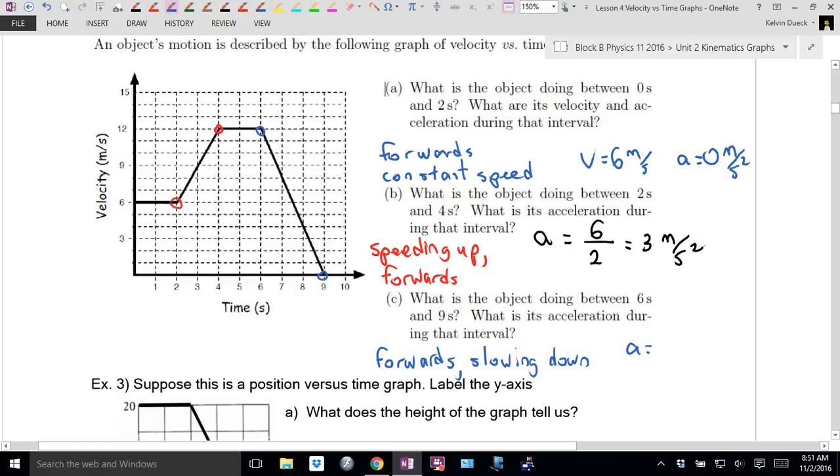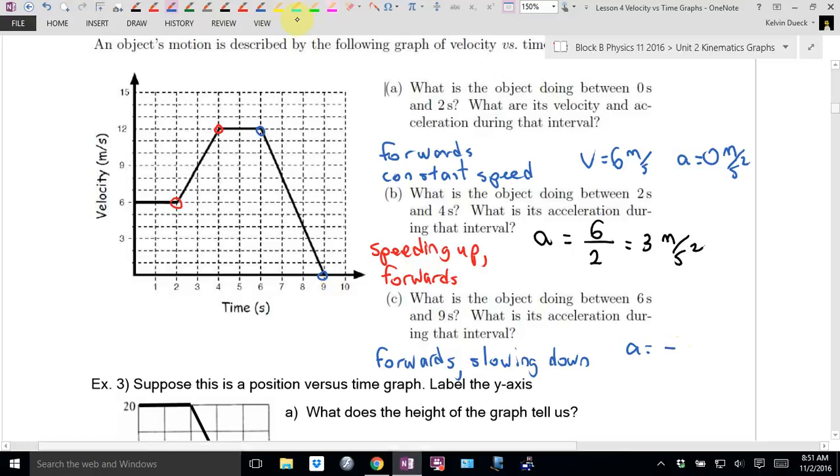Positive or negative? So let's decide right now, what does a negative acceleration mean? It means that you're slowing down if you're going forwards. It means you're speeding up if you're going backwards. If you think about it. We'll talk about all that. But for now, it's going to be negative.